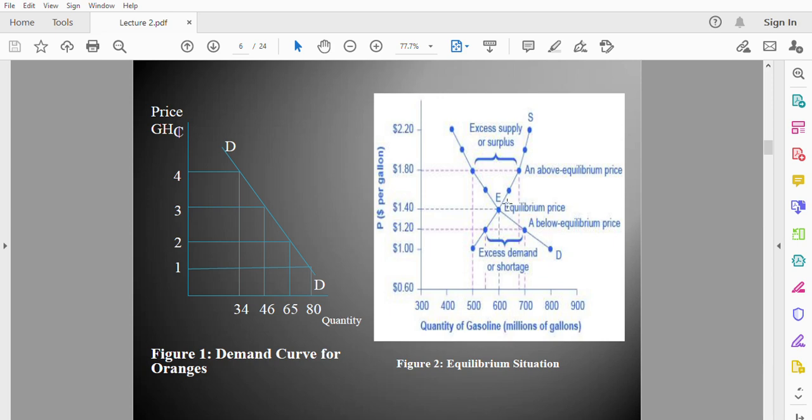So this is the supply curve, and this is the demand curve. The point at which they intersect is the point at which demand is equal to supply. So the price at which there is an intersection between the demand curve and supply curve is the equilibrium price, and the quantity at which there is this intersection is the equilibrium quantity.